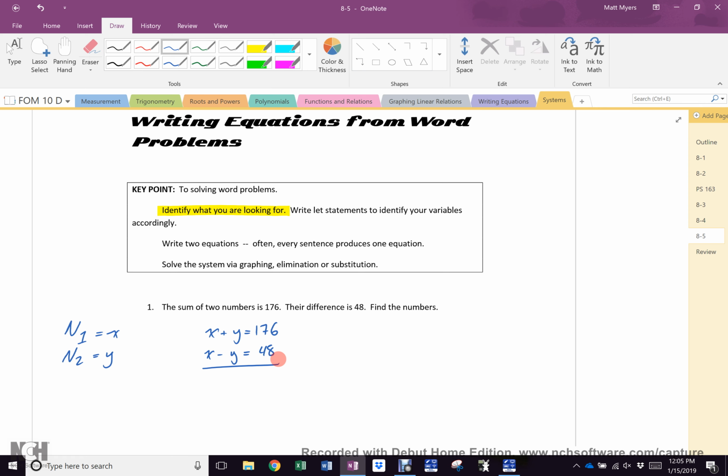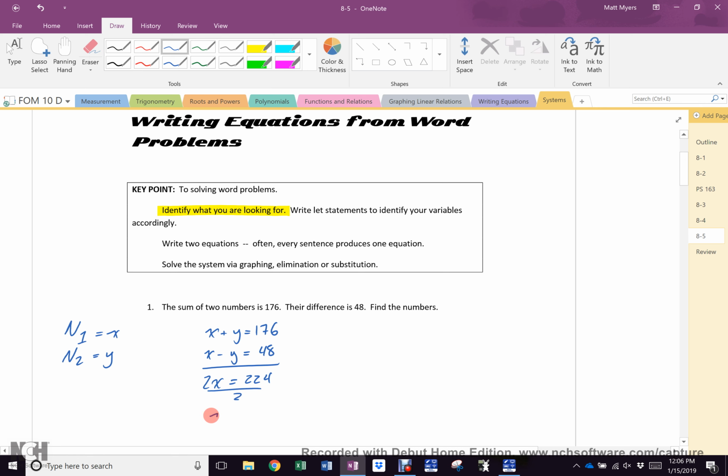I've been given 3 methods: graphing, elimination, and substitution. It is set up right now perfectly for one of those three strategies. Which one? Elimination. Why is it set up perfectly for elimination? If I add them, what will happen to the y's? The y will disappear. Right? So let's do so. What is x plus x? X plus x equals 2x, and what's 176 plus 48? 224. Right!